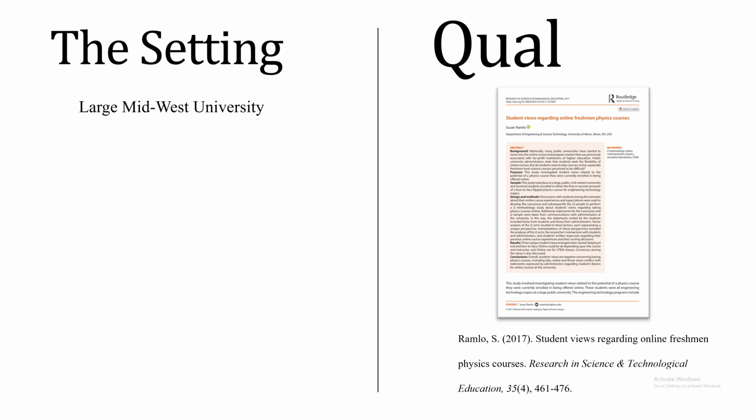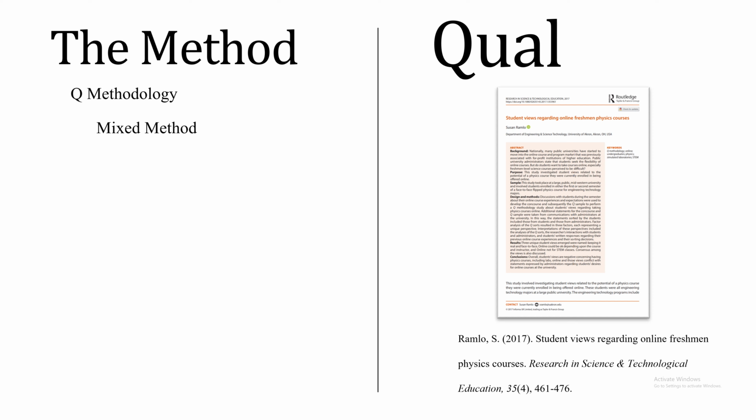So the setting is a large Midwestern university and a freshman physics course, so freshman physics students who were non-majors, so these were not physics majors. In total, there were 47 students. And the method of this research is kind of interesting. She used something called a Q methodology, which is identified as a mixed method.